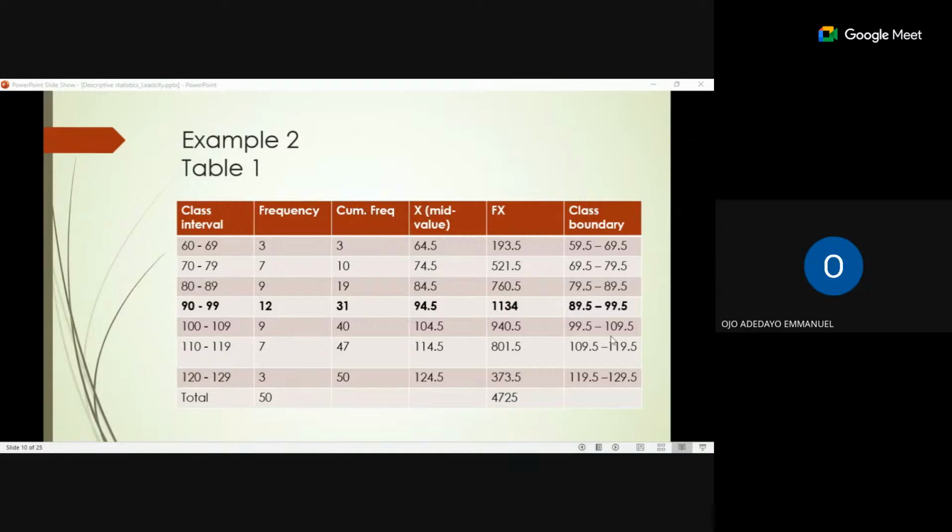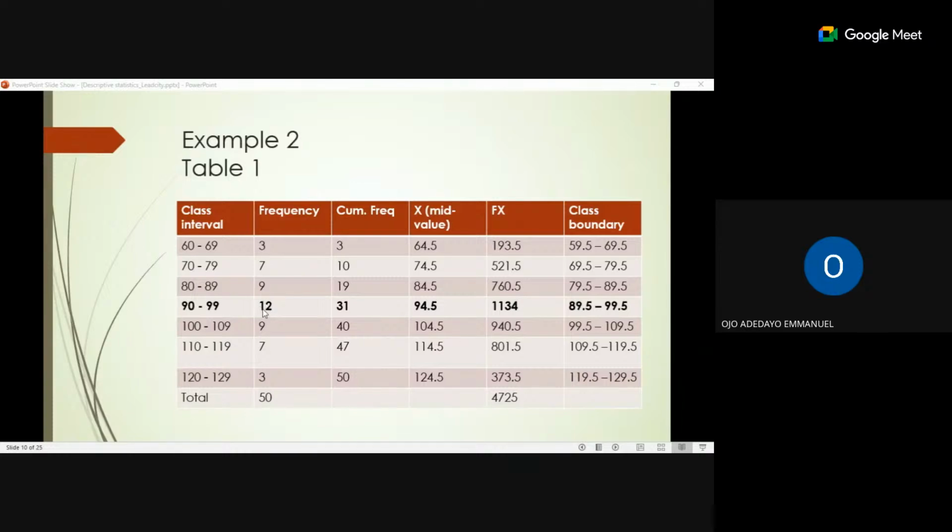Eyitayo. Yeah, thank you, sir. I understand all this, but this D1, D2, I don't understand how we got them. Now, D1 simply means you look at your modal class, the frequency of your modal class. How do you get your modal class? The one with the highest frequency. The highest frequency here is 12. The frequency before this highest frequency is 9. So 12 minus 9 is your D1.